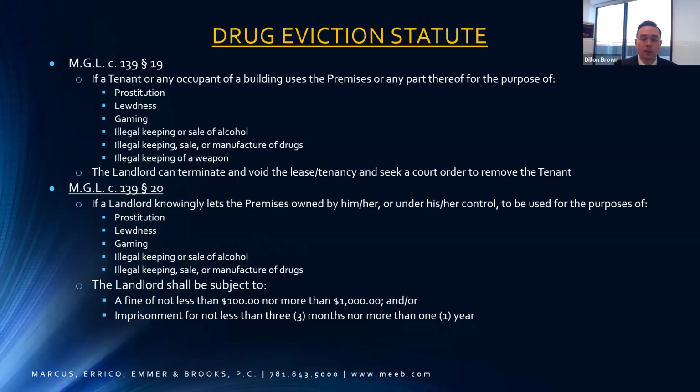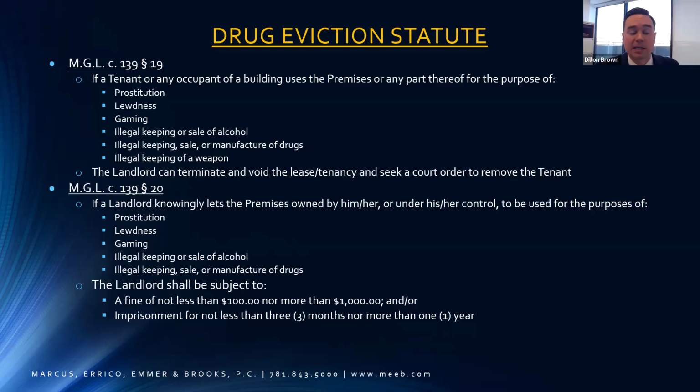So what Chapter 139, Section 19 says is that if a tenant is using or occupying a building, an apartment complex, essentially any sort of rental property for prostitution, lewdness, gaming, illegal sale of alcohol, weapons, drugs, or keeping of illegal weapons, then the landlord can void the lease agreement entirely and seek a court order to evict them. This is a high bar that a landlord has to meet to convince a judge that this tenant needs to leave the property immediately.